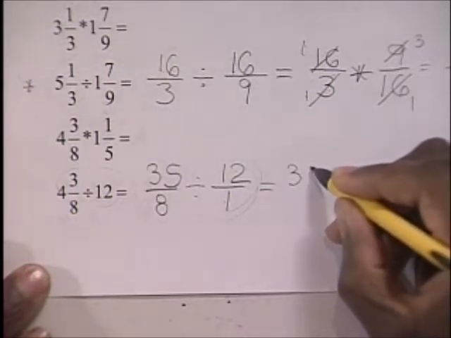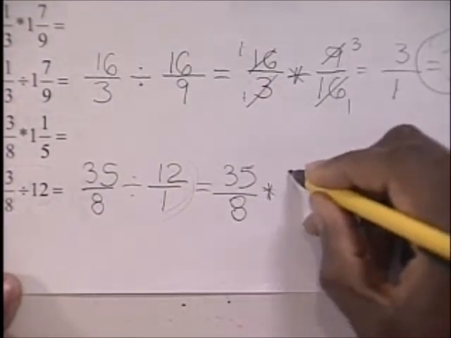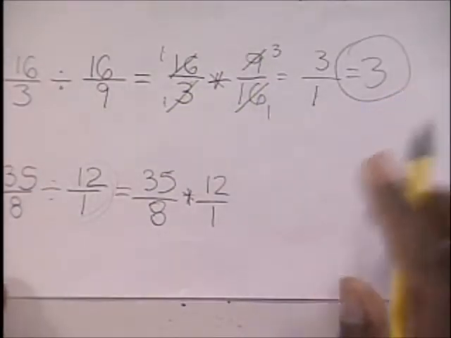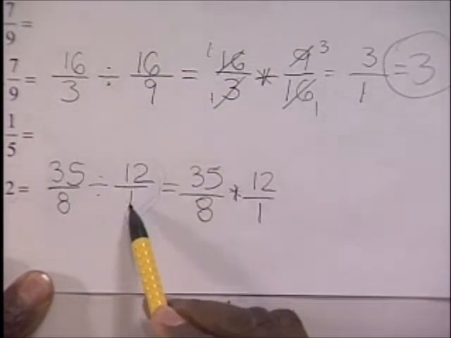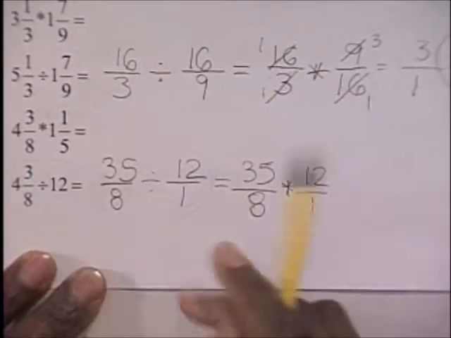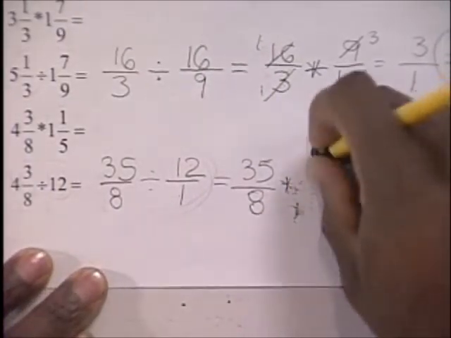end up taking 35 over 8 multiplied by 12 over 1. See, the common mistake that I find students make is they don't realize that 12 over 1 is the same thing as the original problem, which is 12. You've got to remember that 12 over 1 is the original problem.